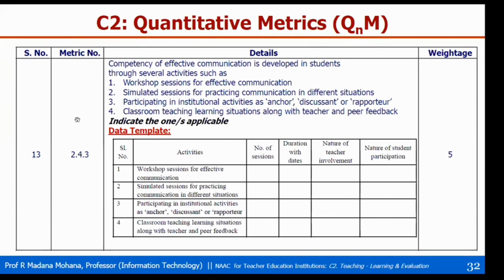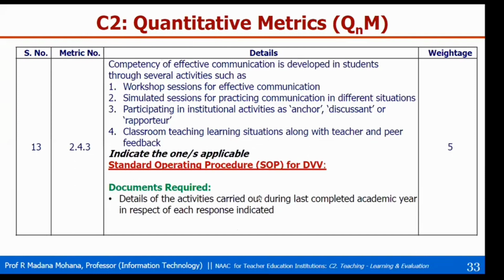Now, as for the standard operating procedure, what are the documents required for this metric? Details of the activities carried out during the last completed academic year. So, last completed means if it is 21-22 or 2021, that only you can include here.